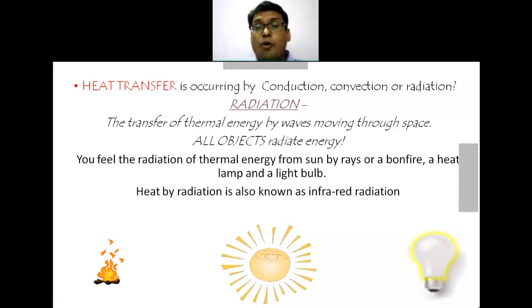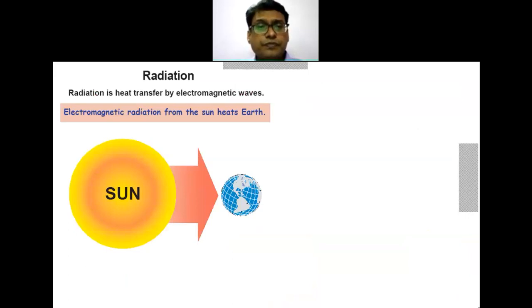Even though all objects radiate energy, the transmitted or observed energy is a function of temperature. All objects which are above 0 degrees Kelvin are going to radiate. So it is a function of temperature, and it is all talked about in terms of Kelvin. Heat by radiation is also known as infrared radiation.